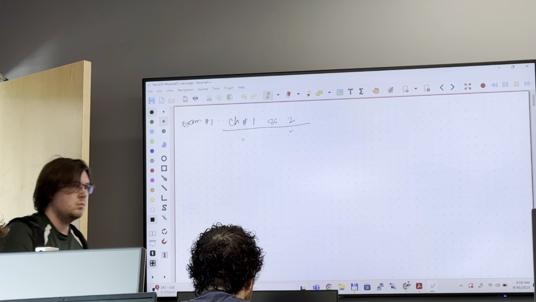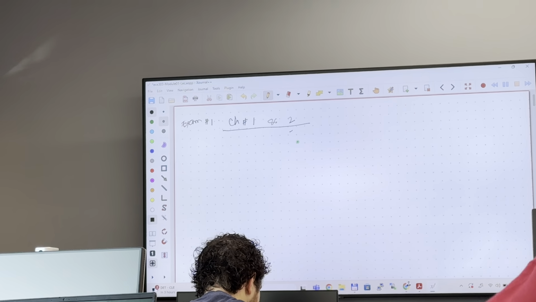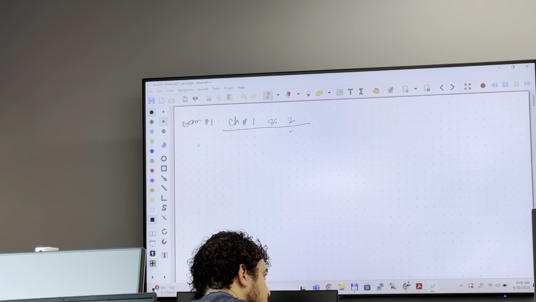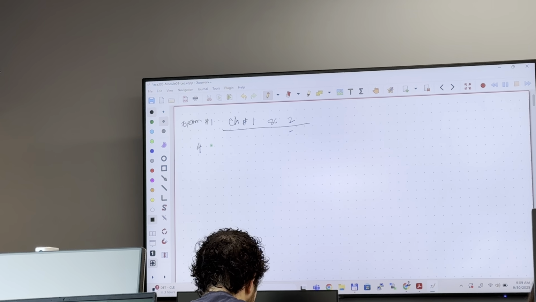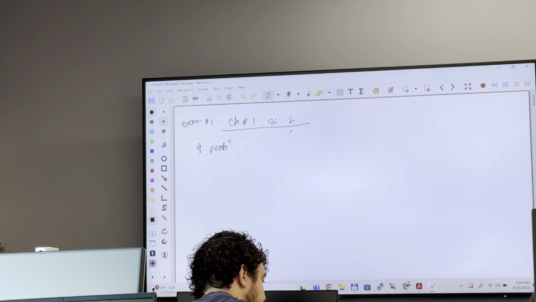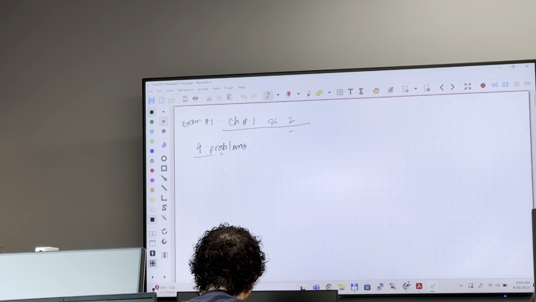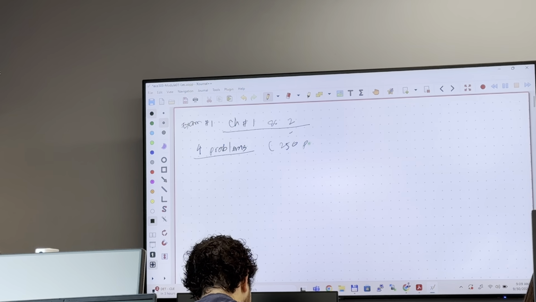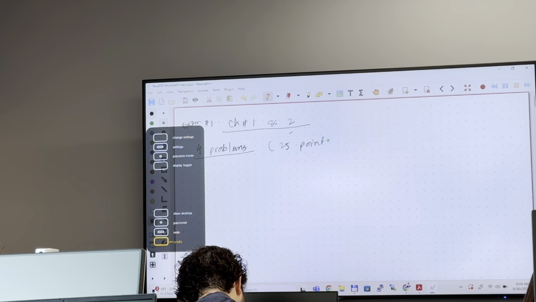Example 1 is going to be based on chapter 1. I plan on having 4 problems. Again, it's not sure yet. And each problem would be 25 points.